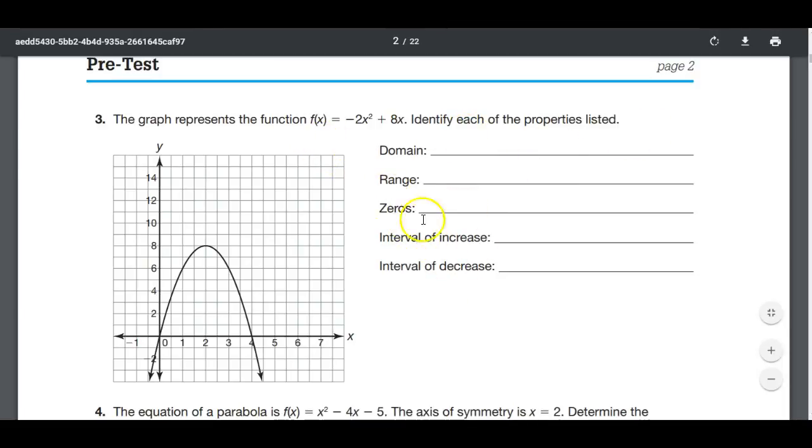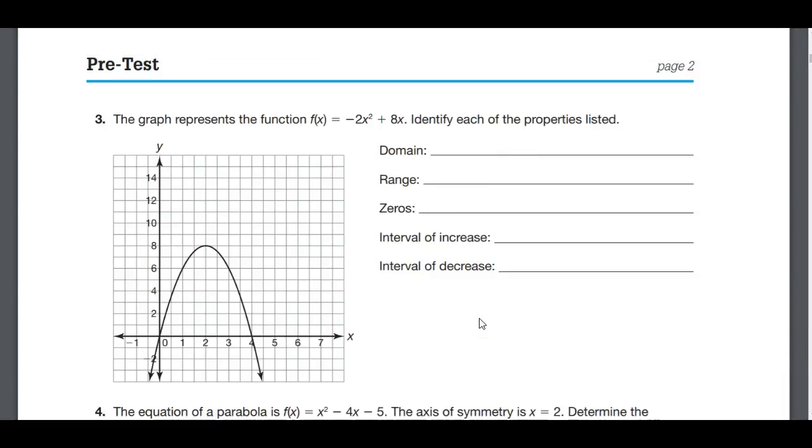And we're going to try and make sure that we've got everything documented here. So basically our domain is all real numbers, right? I mean, we can put any number in left to right. Remember, the domain is all values of x that can be put into this equation. We can put any number in for x that we want.